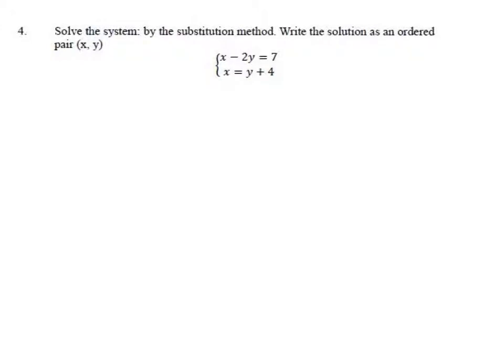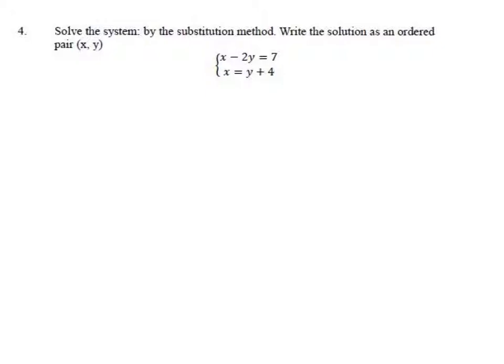Okay, substitution method, something from back in geometry. So I see this bottom equation is already solved for x. So in the top equation, I'm going to replace the x with a y plus 4. Remember, what we're trying to do is find out where these two lines cross. These are two linear functions, right?